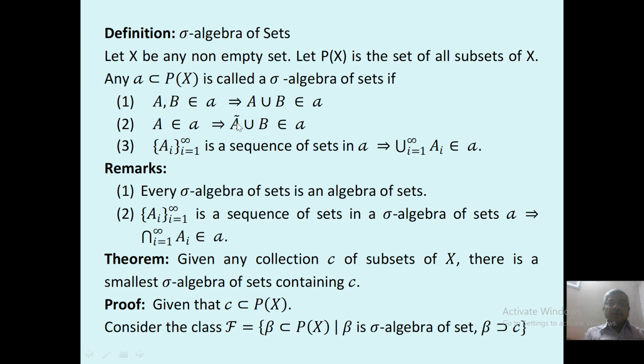Here, only A complement is there, not A complement union B. I will rectify this error, but right now you read here: A complement belongs to script A.